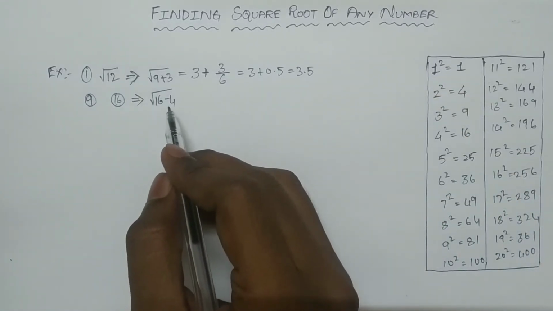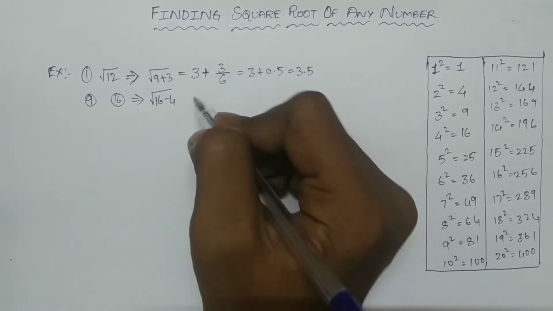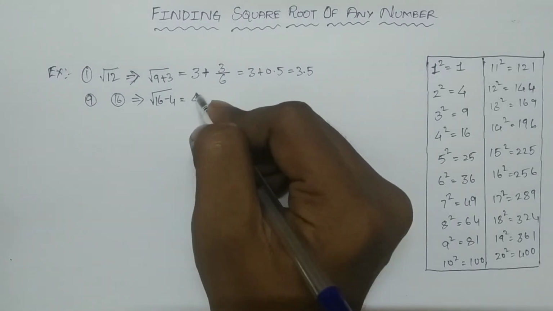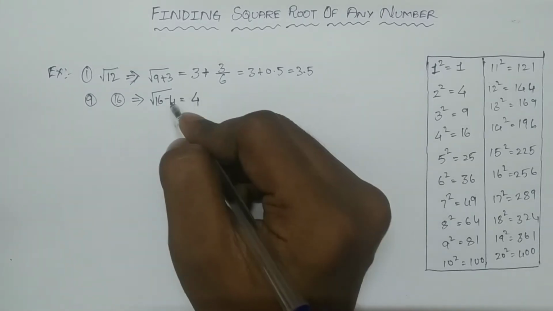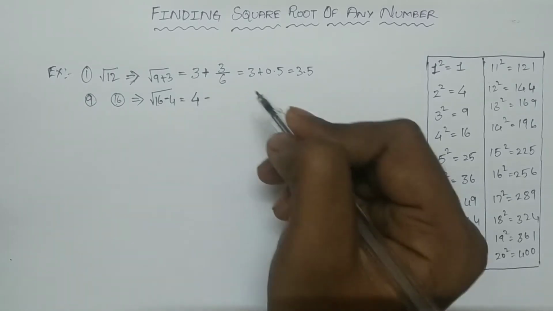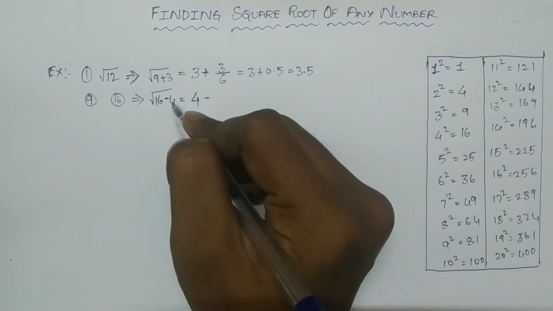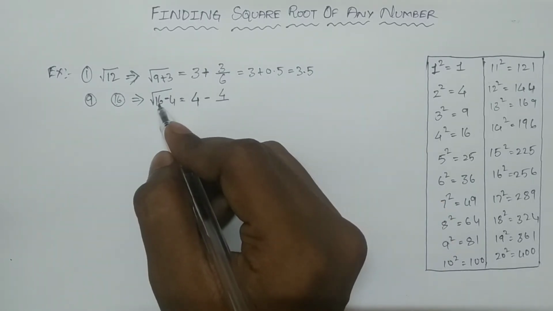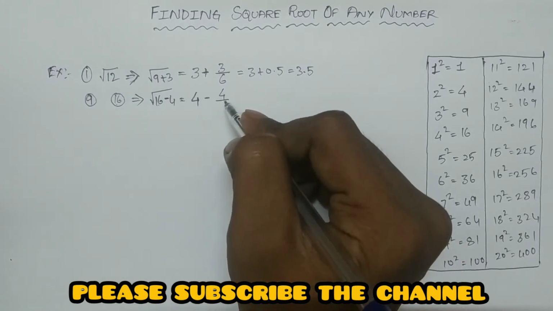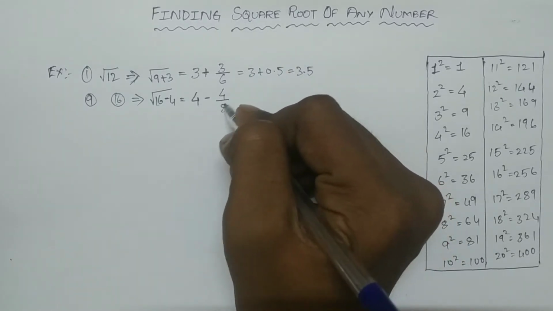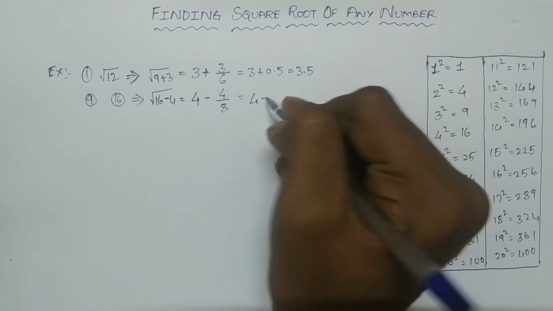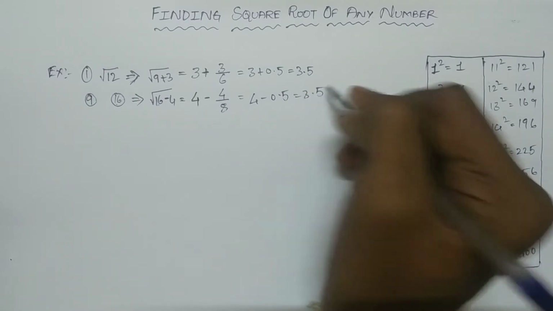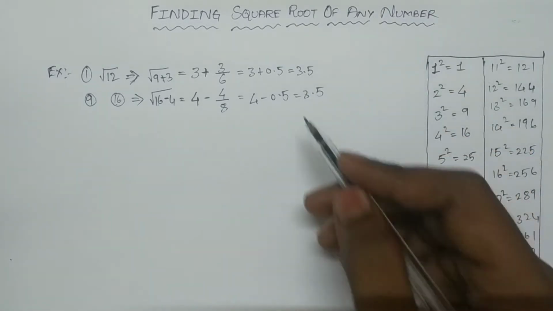If you do it by this method also, you will get the same answer. The perfect square root of 16 is 4, so I wrote 4 here, then minus, as minus is there. Then I put 4 by 2 into 4, that is 8. So it is 4 minus 4 by 8, which is 0.5, so 4 minus 0.5 is 3.5 again. Both the values are the same, not different.